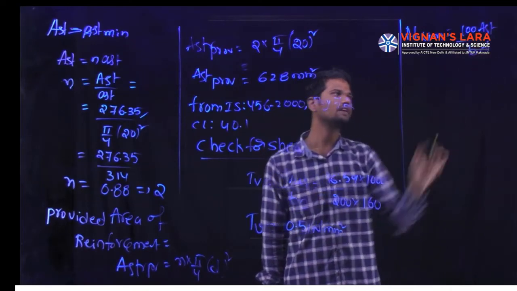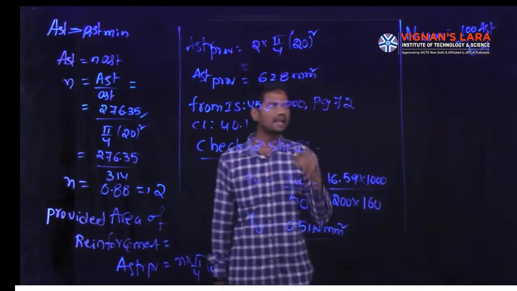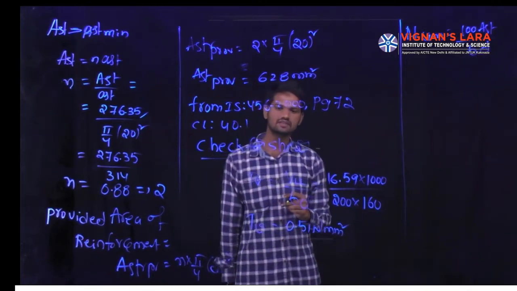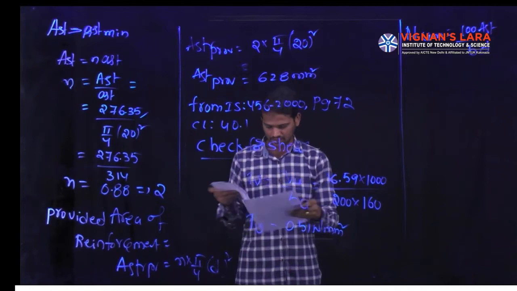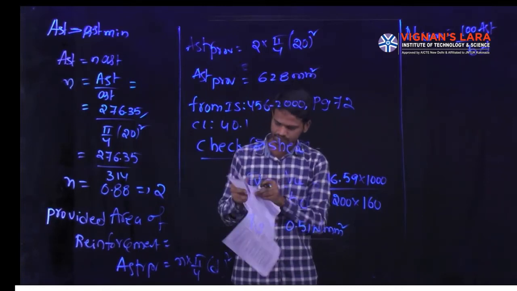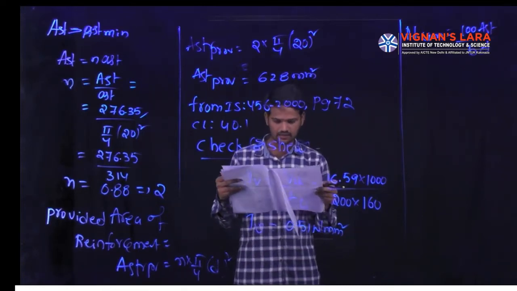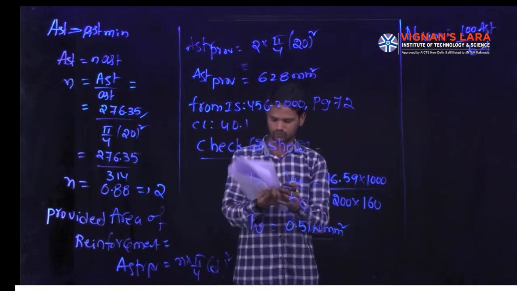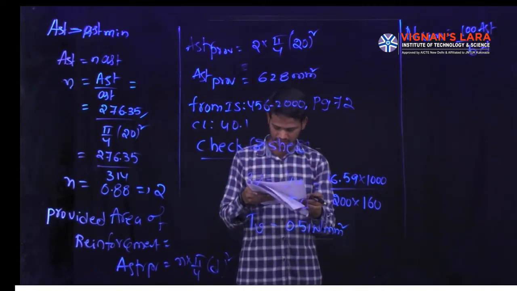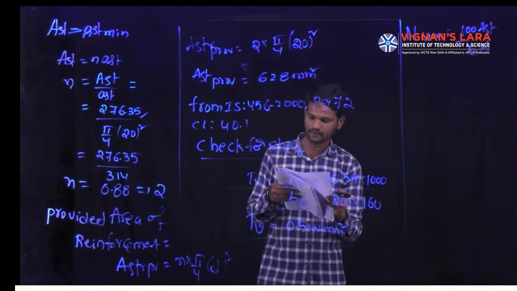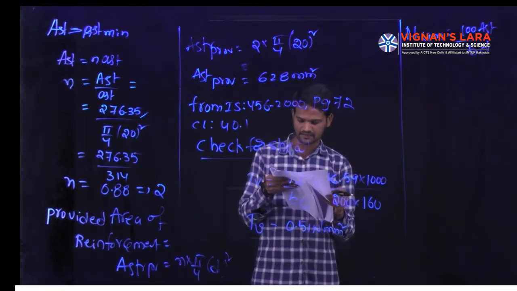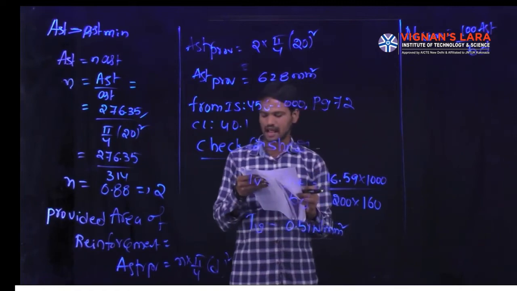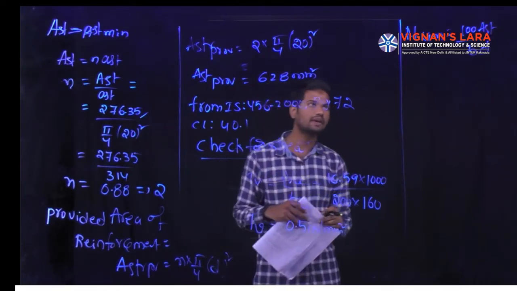Okay, percentage of steel reinforcement: we calculate this value as percentage of steel equal to 100 into Ast divided by bd. Again, from table number 19, we are calculating this percentage of reinforcement. If you check page number 73 and table number 19, you will get the percentage of steel reinforcement. It has 100 Ast divided by bd.